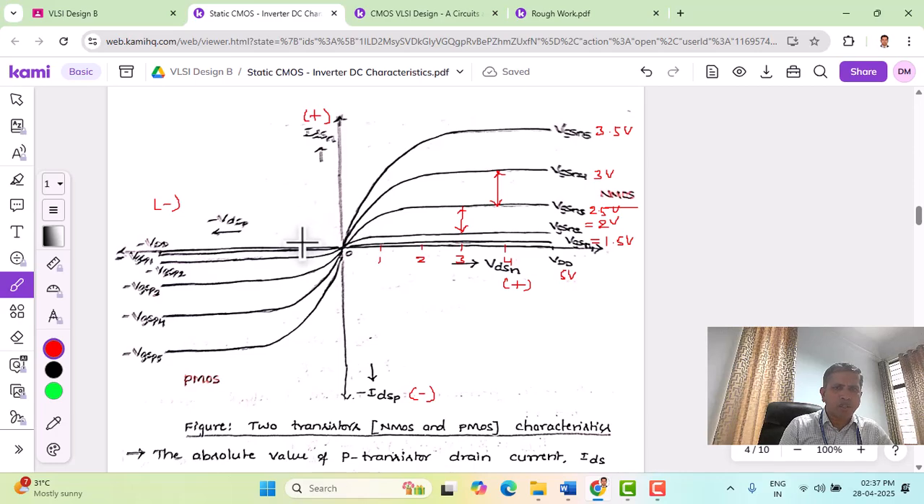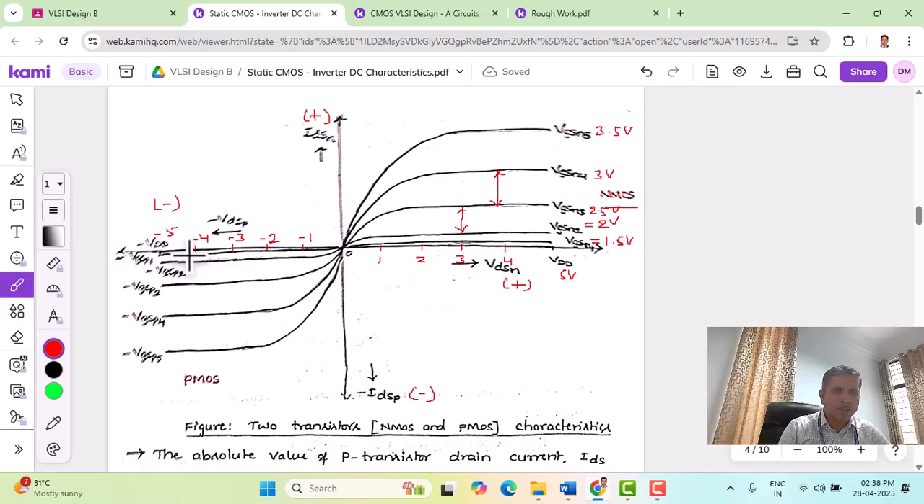In similar lines, we can also show VDSP values for the PMOS device. So this is -1, -2, -3, -4, and we have a -VDD, which is -5. So we have different values of VGSP here.